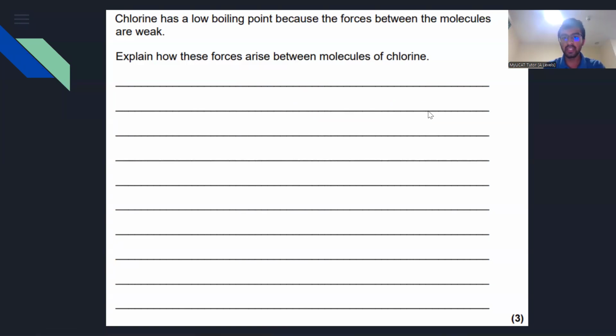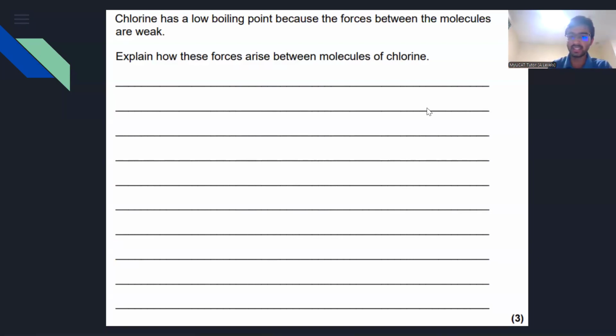So we're quite sure that we need to be talking about London forces here. And when we get a question like this, I would first try and explain what the forces are. So I would describe what kind of forces we're talking about, and then start to refer to how they arise. For this one, I would start by describing that we're talking about a type of van der Waals force, London forces. And I would say they originate from random movement of electrons in one of the molecules of chlorine, and that random movement of electrons is going to produce a dipole.